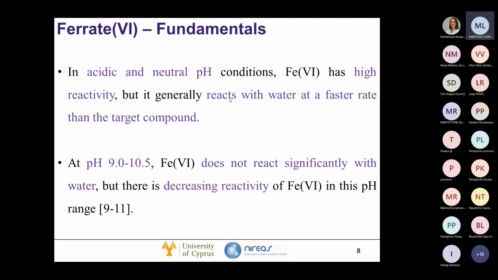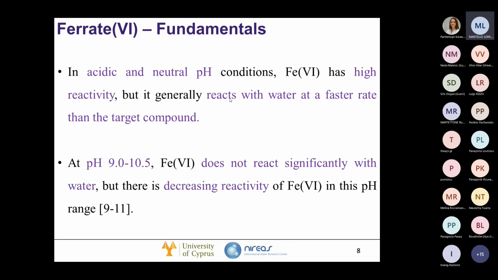The third one is that in acidic and neutral pH conditions, iron 6 has high reactivity. As we said, there is a higher redox potential in acidic conditions, but also the reaction with water is faster. So there is a competition of reactions. At the low pH, the redox potential is higher, but then the reactivity is higher not only with the pollutant, but also with the water. And when iron 6 reacts with water, then it is not available to react with the pollutant. So there is a competition in the kinetics in this case.